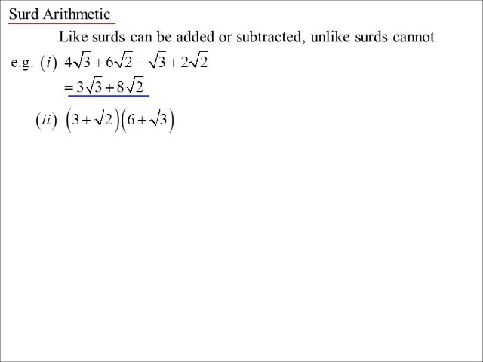Binomial expansion. First, outside, inside, last. Okay, so in this case, nothing simplifies down, so I'll just leave it like that. 18 plus 3 root 3, 6 root 2, and root 6.